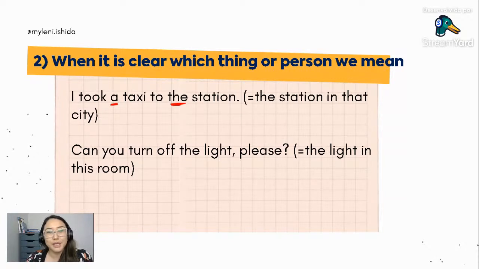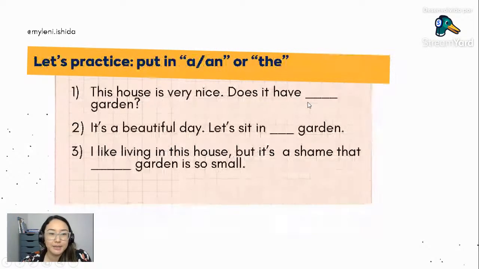This topic looks really simple, but actually it's not so simple. That's why we need to try to be careful when studying this. Let's practice right away. I told you we're going to practice a lot today, right? So let's do it. You are going to put a or an and the, okay? So I'm going to ask you to put your answers in the chat.